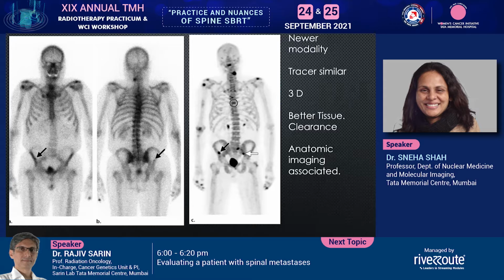And what is this new tracer? A tracer which is giving you a 3D picture, better tissue clearance, and also anatomical imaging along with it. This bone scan is using a PET tracer called sodium fluoride. So this is still a bone imaging agent, but instead of 2D, it's 3D because we used a PET CT along with it. And because there's a CT component, we also have CT data. So we are one step better than an MDP bone scan, but we are still non-specific, but with much higher sensitivity.